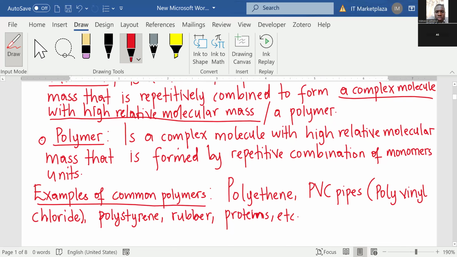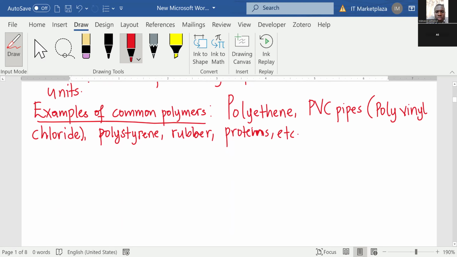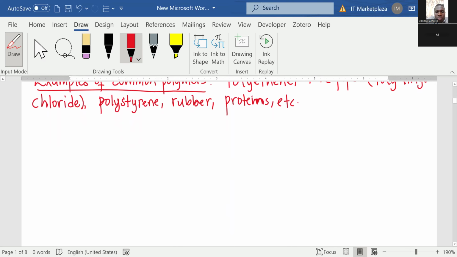Next, we have types of polymerization. So there are two types of polymerization of interest. I think I should discuss one by one and explore each in detail.